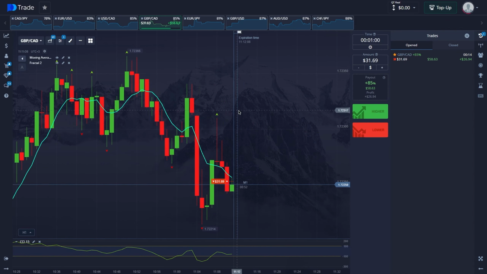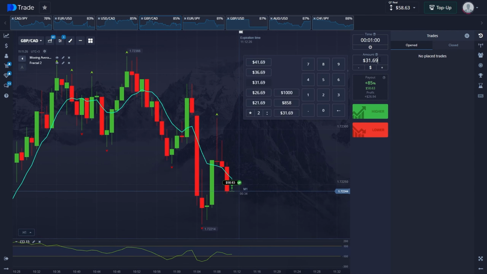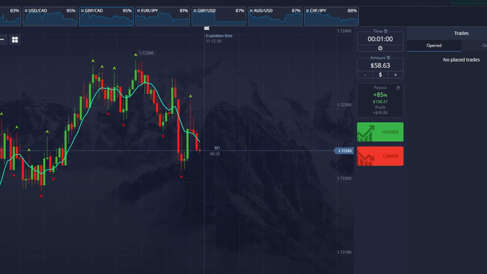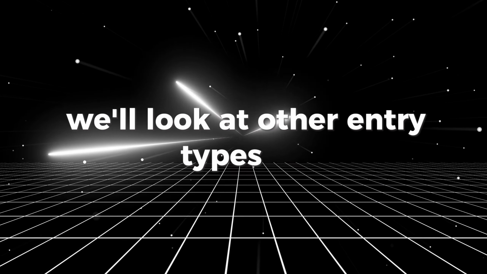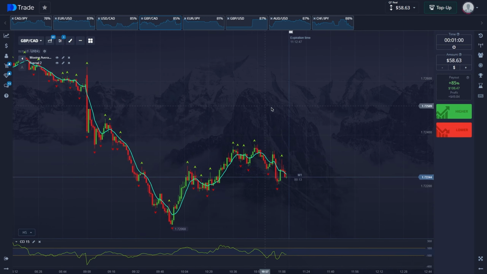Just over 10 seconds left, let's watch how it closes. And our first trade closes easily in profit. We'll change the trade amount now, setting it to the maximum. Just now, we entered a trade down, following the trend. Clear downward momentum. We'll look at other entry types too, so make sure to watch until the end. Let's continue and choose the next currency pair.